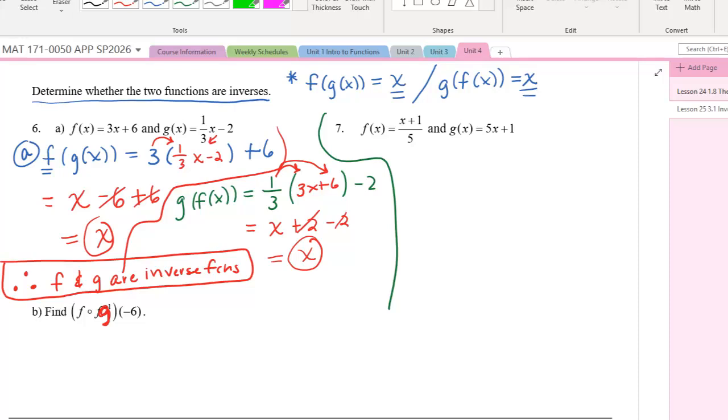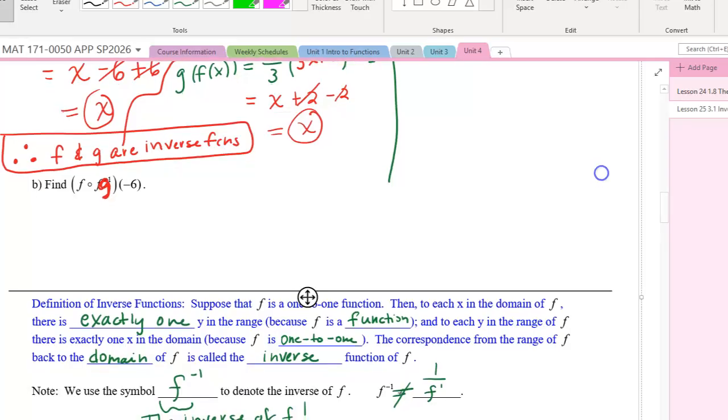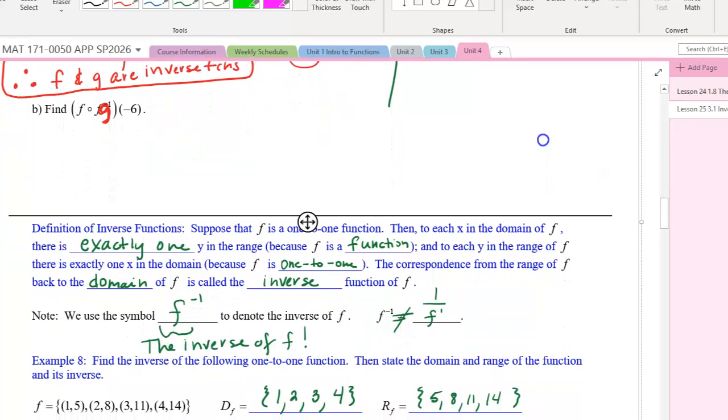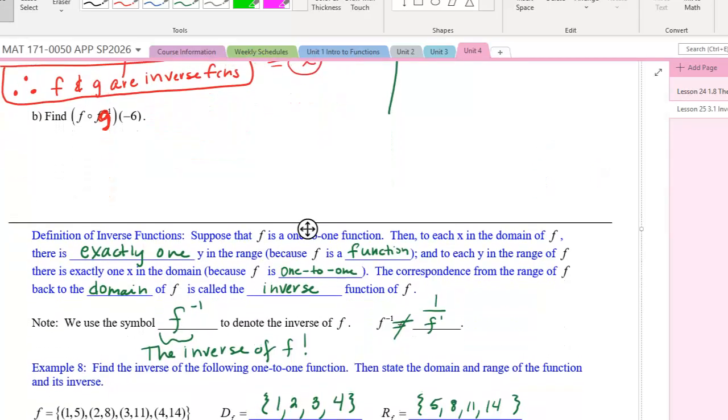In example 6a, we determined that f and g are inverses of each other. So now in b, I'd just like to further clarify what that means. I changed the f inverse to just be g because I think it makes more sense that way. So we're going to find f of g of -6. Remember, we can write that like this.